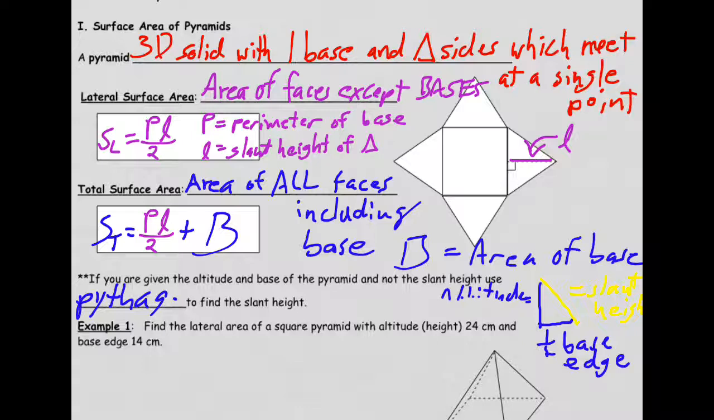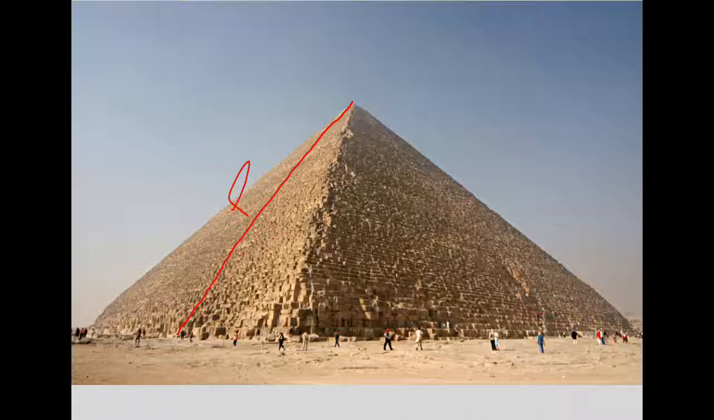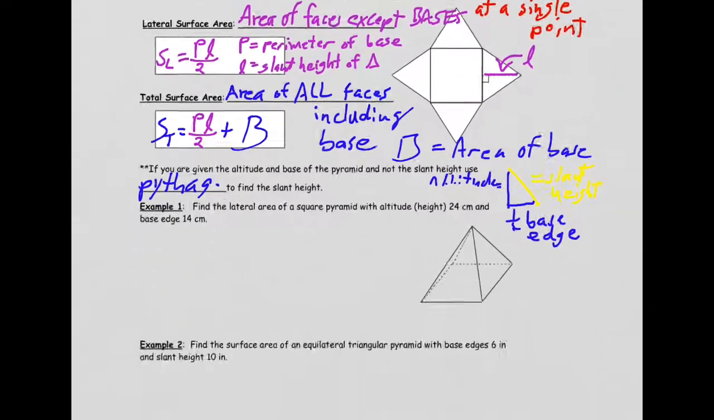I want to make it clear what I mean when I say slant height. Right here we have an actual pyramid, and the slant height is the height of one of the sides of the pyramid, right down the middle. This right here is the altitude. It's not the slant height. It's the complete height of the pyramid from top to bottom. Don't get it confused with the slant height. They call it slant height because it's slanted.